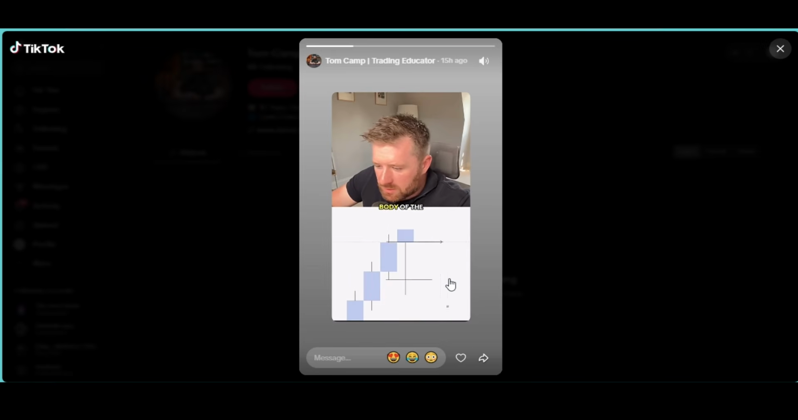Engulfing the previous body of the 4-hour candle. This is hopefully going to give you the lowest point of the day, which means your stop loss can go at this low. Your entry would come at the end of that 4-hour candle. Now let's say we're bullish in this scenario.